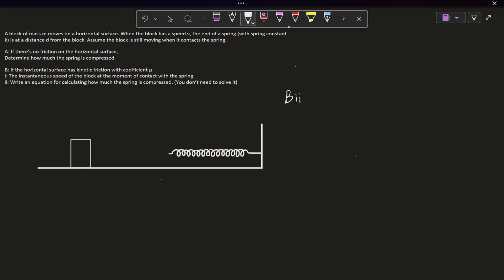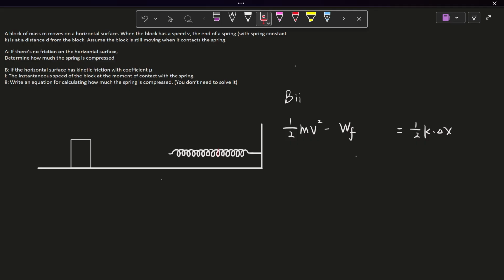Part 2. Write an equation for calculating how much the spring is compressed. You don't need to solve it. So still, the original amount of energy the block has is just 1/2 mv squared, because it's moving on a horizontal surface with a constant velocity of v, minus the work done by the friction. And after that, it's supposed to be equal to 1/2 k times delta x squared.